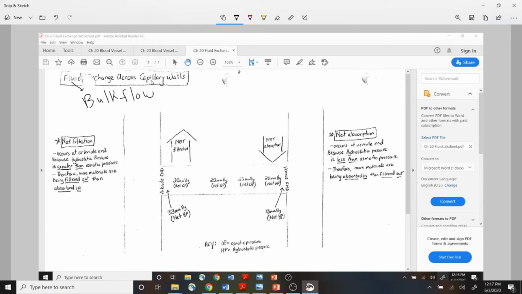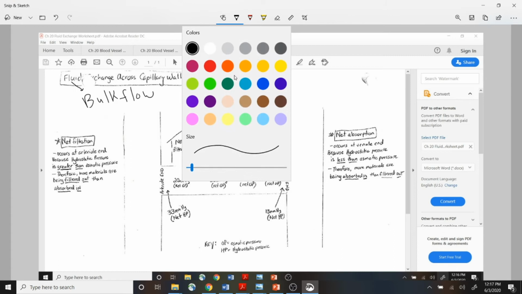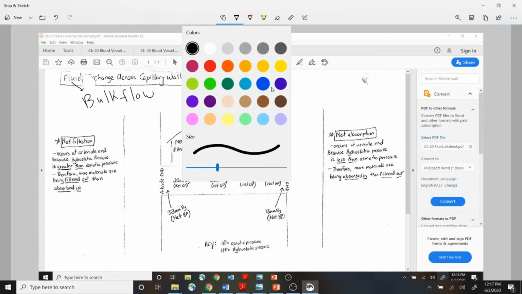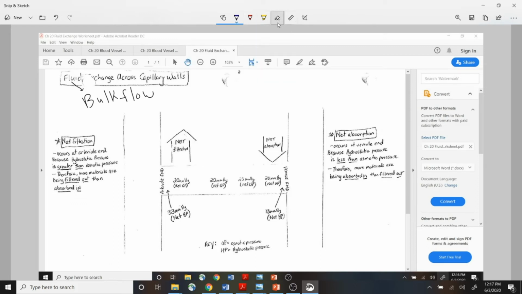Let's see if I can make this a little thicker here. It makes it easier to write sometimes. Too thick. All right. And let's use a different color. Let's go blue. All right.